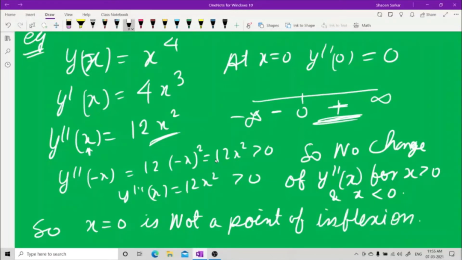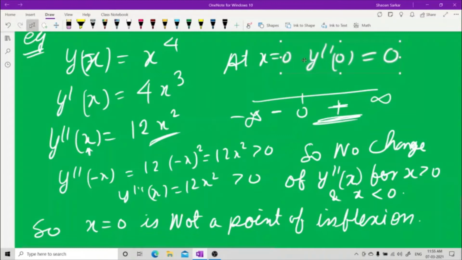So now you should be clear that if the double derivative is 0, it does not mean it is a point of inflection. Even if the double derivative is 0, it does not mean it is a point of inflection. Now from this example you should be very clear.